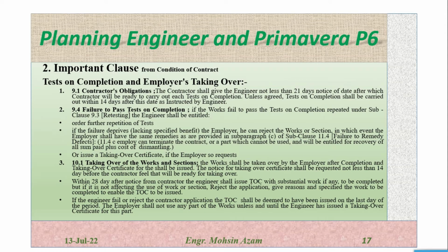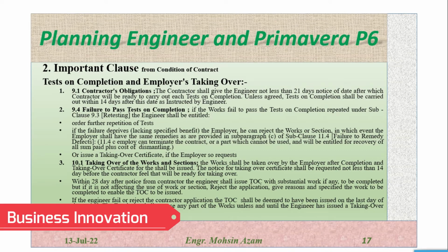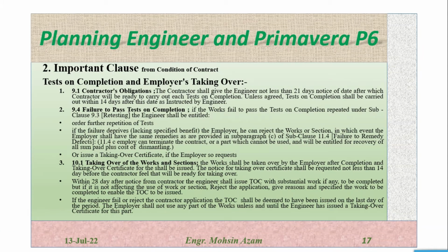So 9.4 is basically the failure to pass the tests on completion. After retesting, as we discussed under 9.3, if the contractor failed to pass the test, he has to proceed with 9.3 for the retesting, but the cost for the retesting and or the remedy will be upon the contractor. But after retesting, if the contractor again fails to pass the tests on completion, the engineer can order further repetition, or the employer can terminate the contract and will be entitled to the amount paid to the contractor plus the cost of dismantling of the part or complete project, or the engineer can proceed with the taking over certificate if the employer so requests.